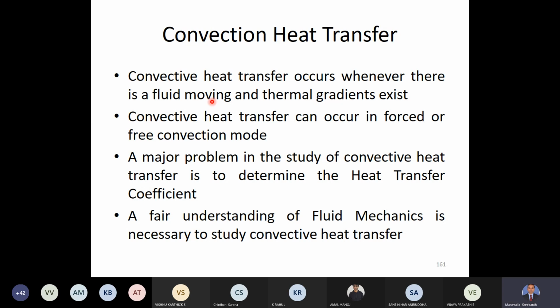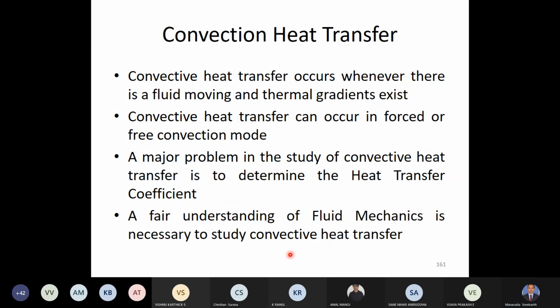So for convective heat transfer, you have seen that there is a fluid movement involved and there are thermal gradients involved. Whenever there is a fluid movement involved, there is a mass flow, a material flow, and there is an energy flow because of the thermal gradients involved. And because fluid has certain mass, there is also momentum transfer involved. So there is mass flow, momentum transfer, and heat transfer involved in convective heat transfer. So a fair understanding of fluid mechanics is necessary to study convective heat transfer.